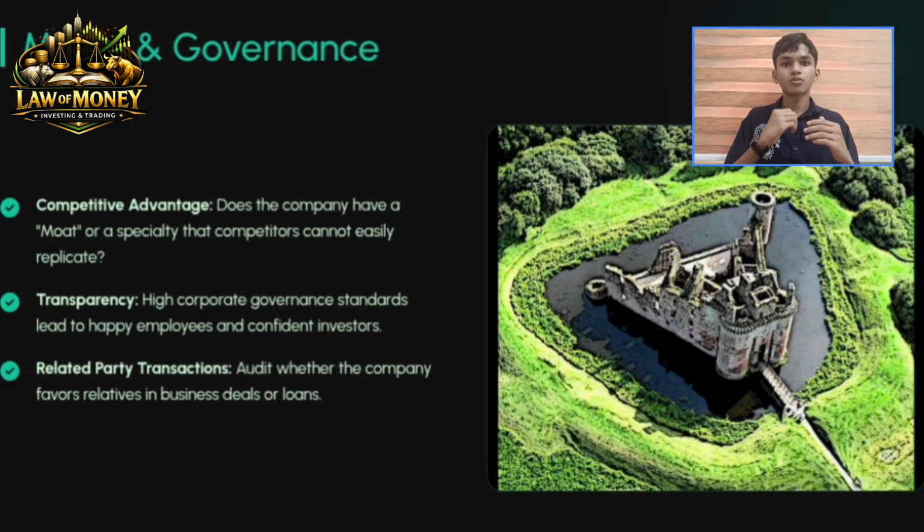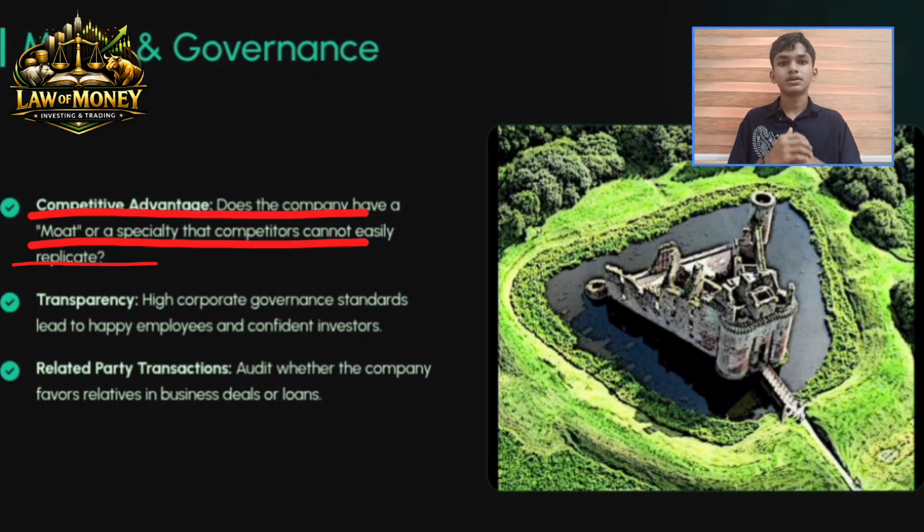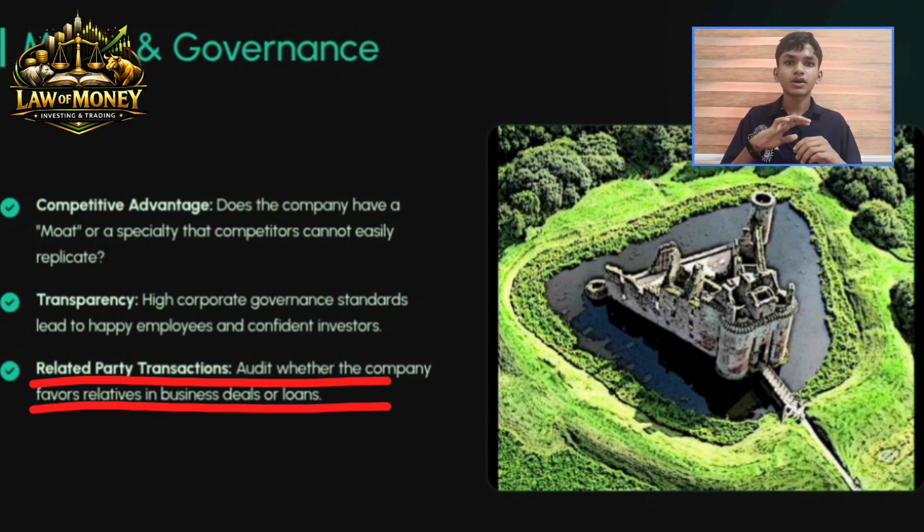Beyond the people, look for a moat. This is a term popularized by Warren Buffett that refers to a company's competitive advantage. Does the company have a monopoly, a world famous brand, or a secret recipe that nobody can copy? If anyone with a laptop and a dream can start a competing business tomorrow and steal their customers, the company has no moat. Also keep an eye on related party transactions.